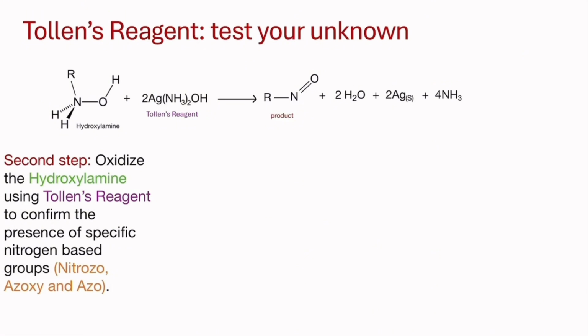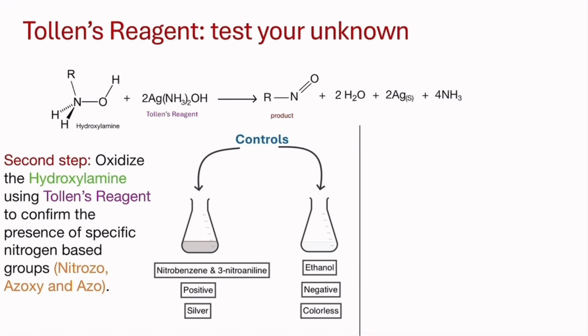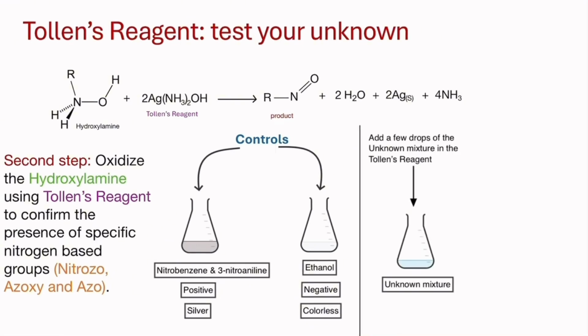For the procedure, we use two controls, one negative and one positive. For the positive control, we test a nitrobenzene or 3-nitroaniline, which gives us a silver color. For the negative, we test ethanol, which results in a colorless solution. For our unknown, add a few drops of the filtrate in the tolerance reagent. It turns silver and we get a positive test for the nitroso, azo, and azoxy groups.